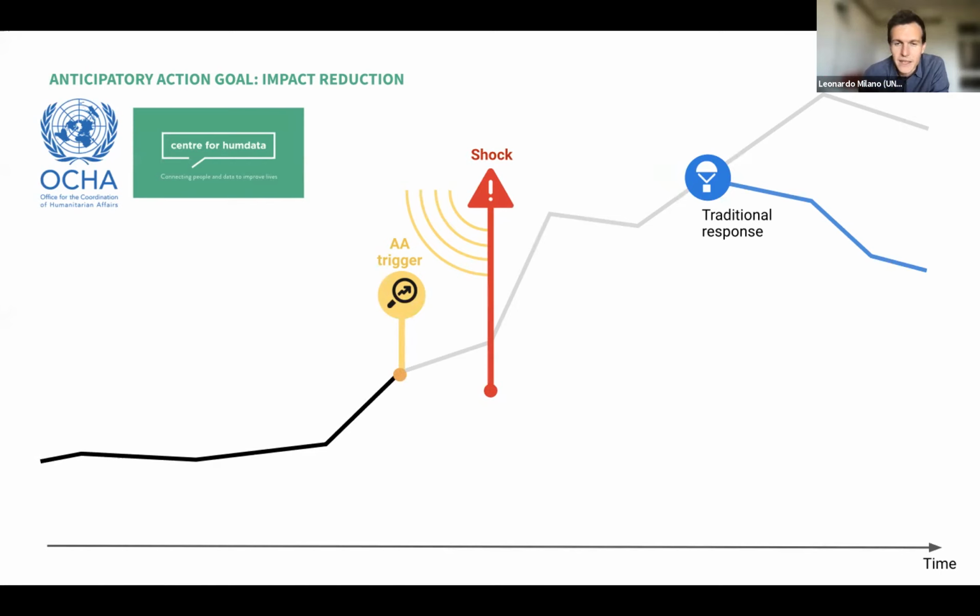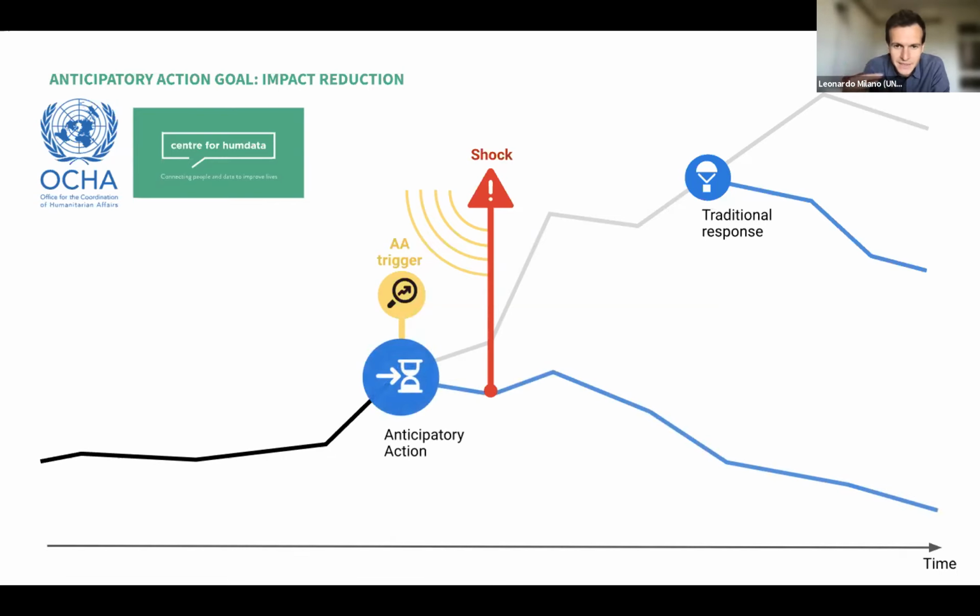So the idea is that if we have what we call a trigger for anticipatory action, basically a signal that would tell us with high enough confidence that a crisis is likely to happen with an expected severe impact on the population, then we can release financing and start implementing a number of actions that aim at mitigating the overall impact of the crisis. In this way, and we already have evidence of this, we would be able to spend humanitarian funding in a much faster and more efficient way.